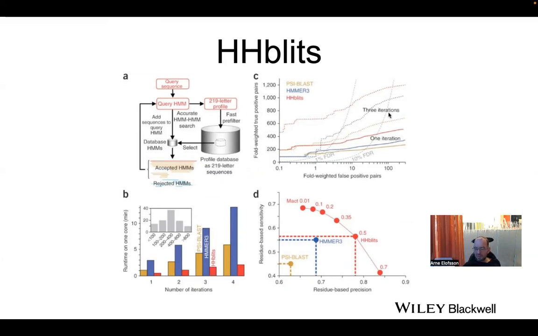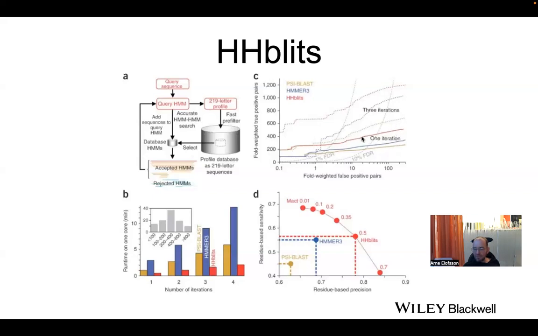So you search here, and you can see here, if you look at the performance of how many pairs you find, if you look at PSI-BLAST, HMMER, and HHblits, so basically how many true positive and false positive pairs you have, at 1% false discovery rate, 10% false discovery rate. You see that PSI-BLAST and HMMER 3 are quite similar, and you find many more true positives with HHblits.